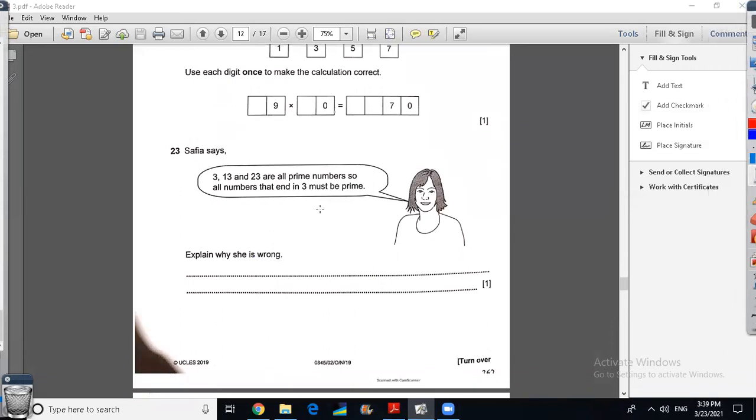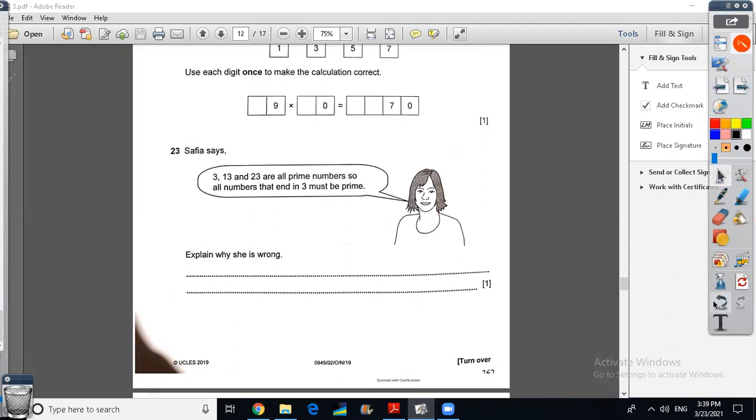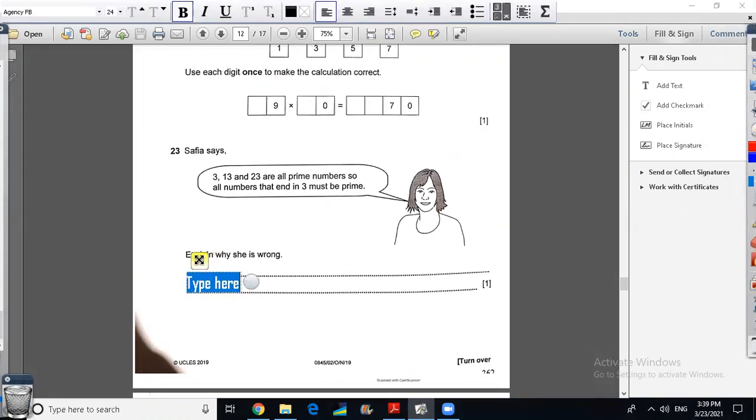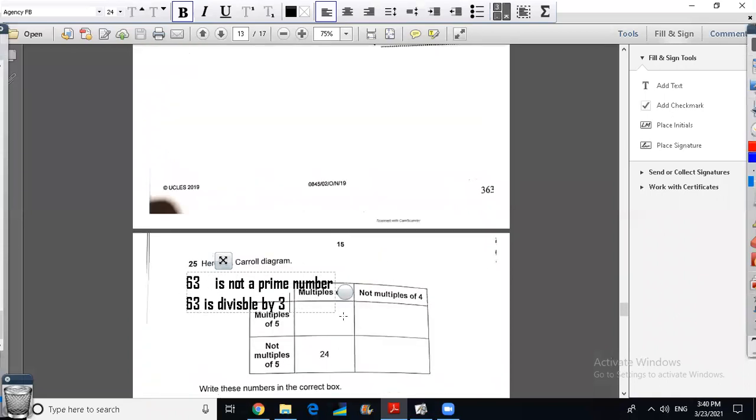Let's continue. They're saying 3, 13, and 23 are all prime numbers. So all numbers that end in 3 must be prime? No, definitely no. Explain why, they need an example. Give them an example. If you want to give them 63, or for example 33, you have to say 63 is not a prime number. Or you can say 63 is divisible by 3.